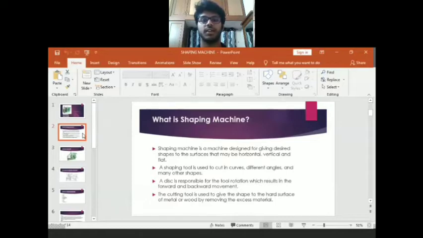A disc is responsible for the tool rotation, which results in the forward and backward movement. The cutting tool is used to give shape to the hard surface of metal or wood by removing the excess material. Here we are going to see the metal cutting operation.